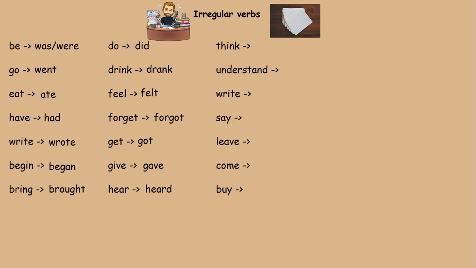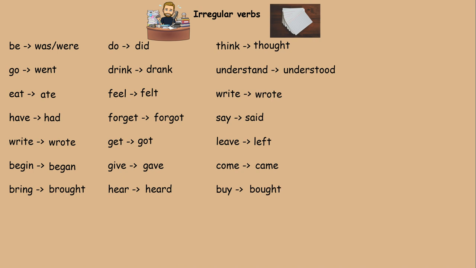The third line. Think, understand, write, say, leave, come, buy. The simple past forms. Think, thought, understand, understood, write, wrote, say, said, leave, left, come, came, buy, bought.